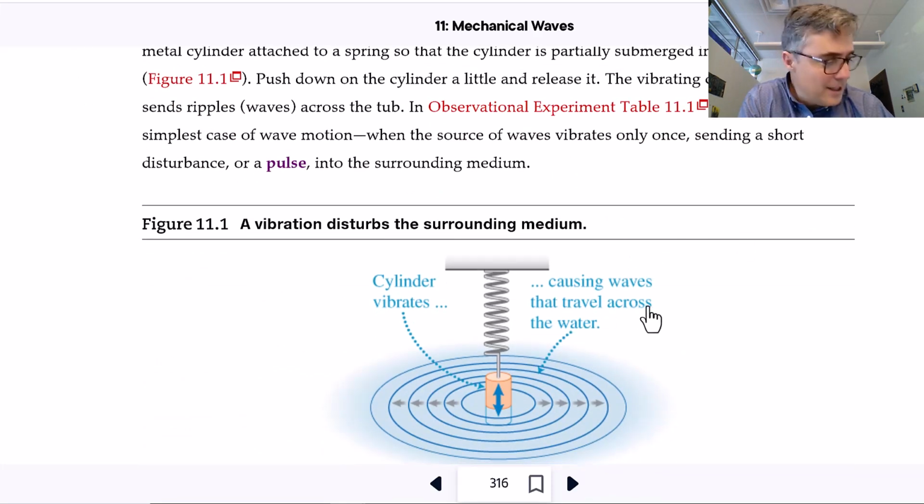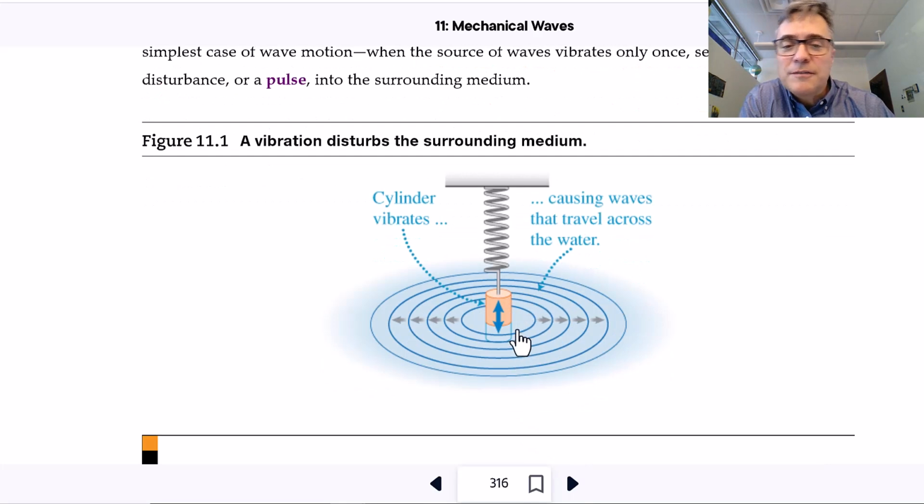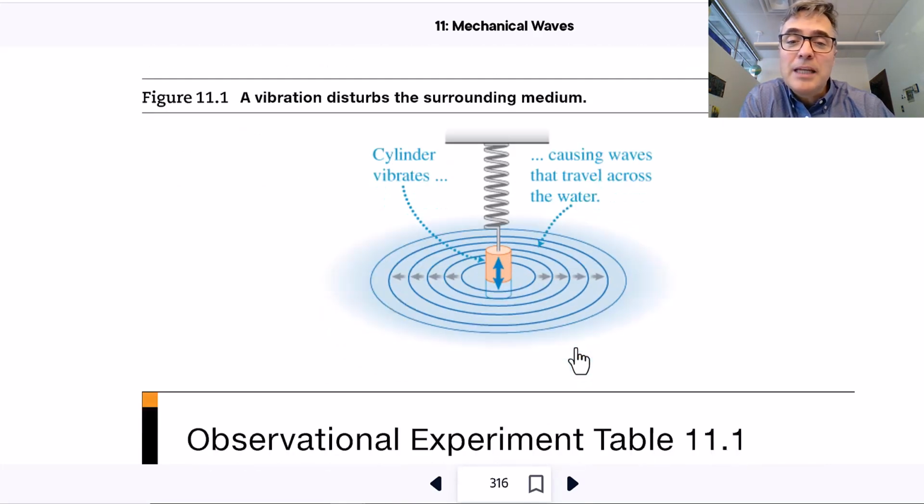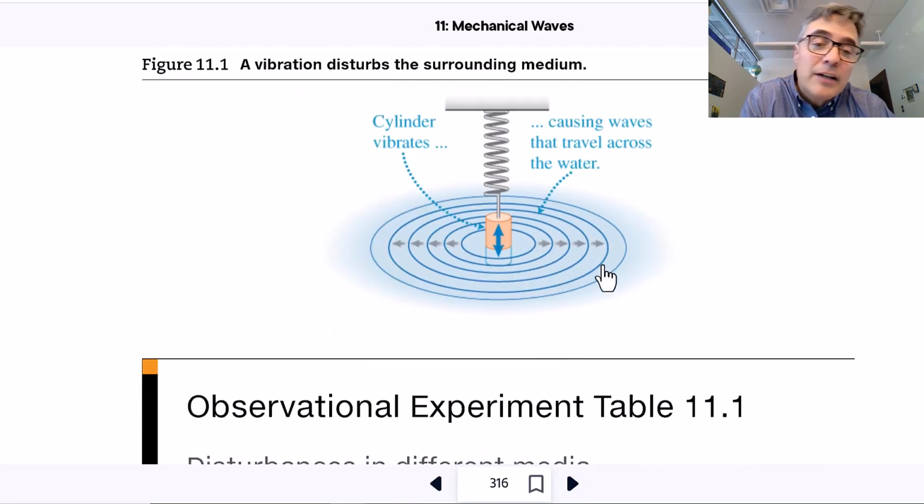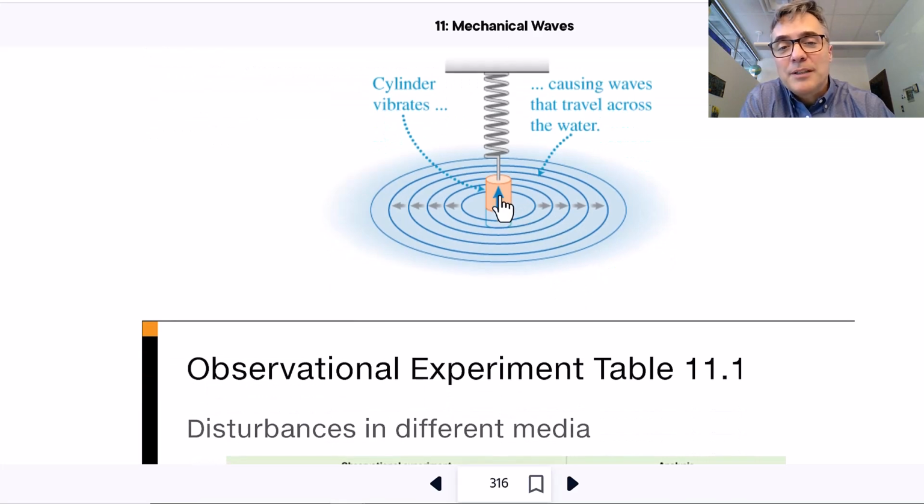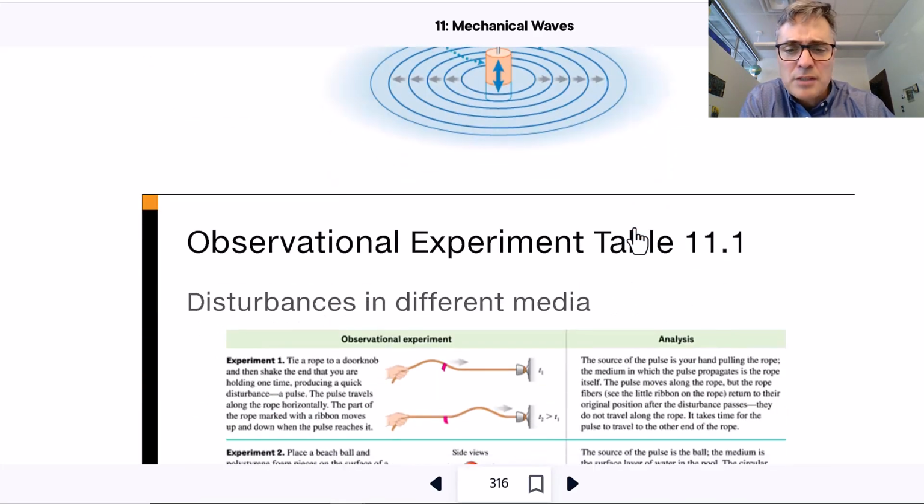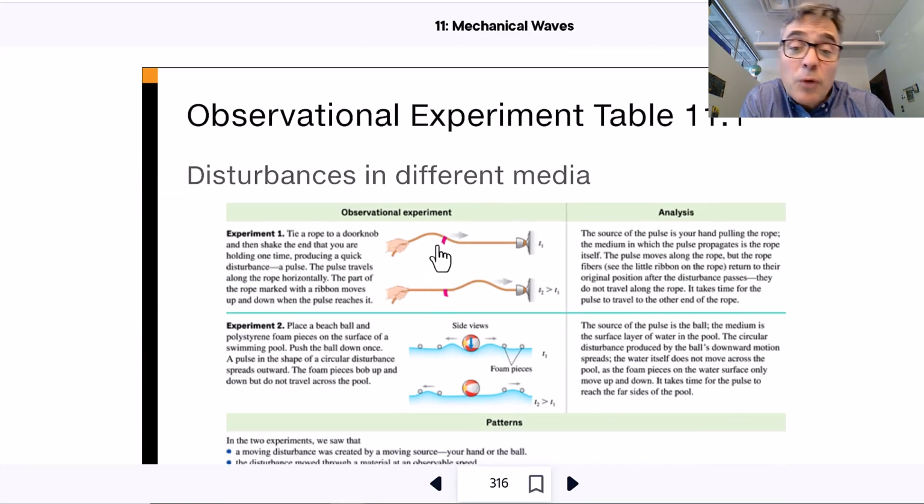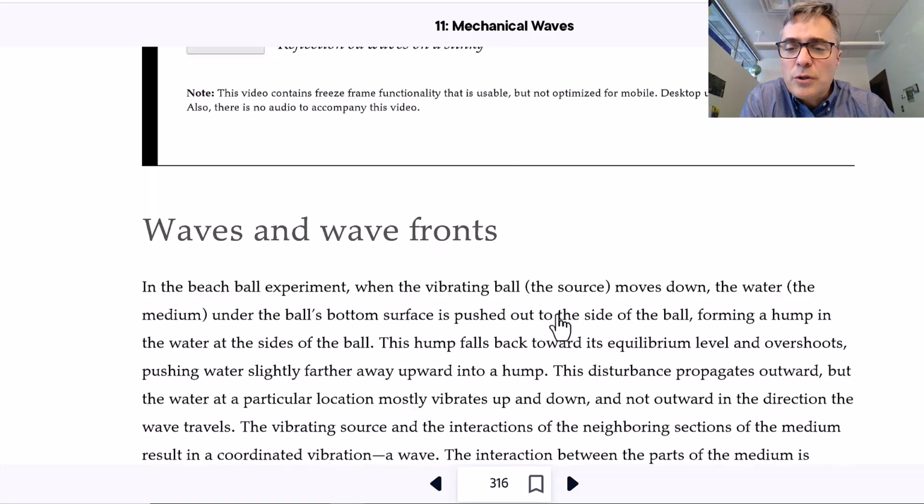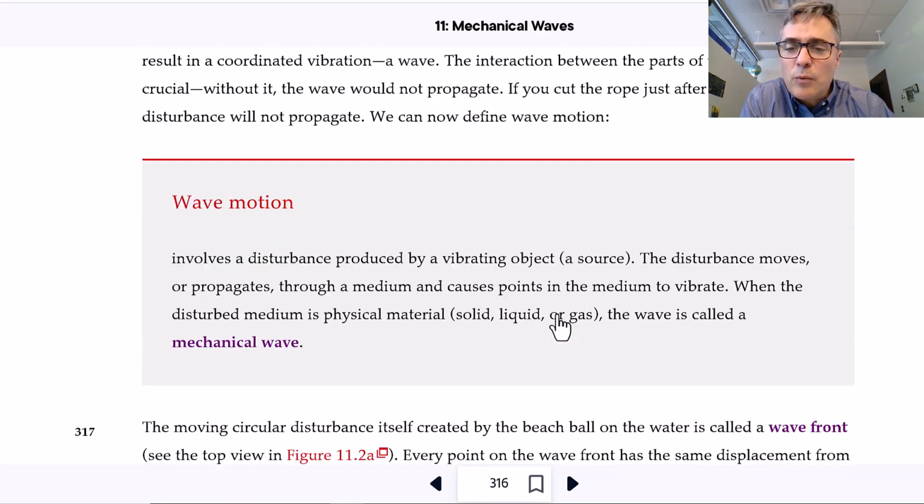So basically, if there is some sort of disturbance in a medium, you can get energy traveling outward. For example, this little cylinder hitting the surface of water. We can think of water waves as moving along. Also, if you shake a rope, you might get a kind of a pulse which goes along that rope. So we talk about wave motion.